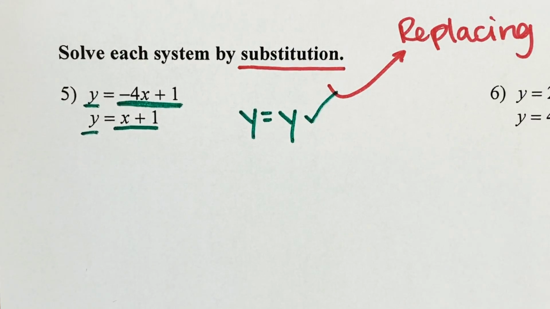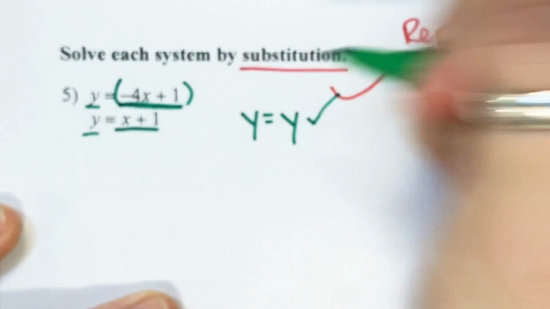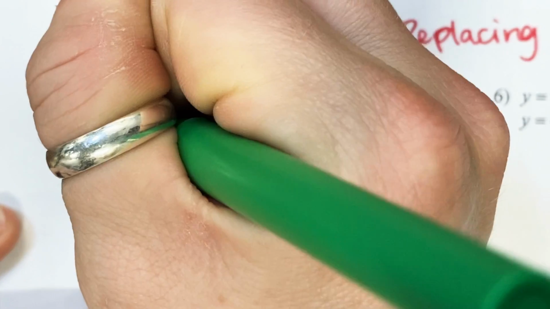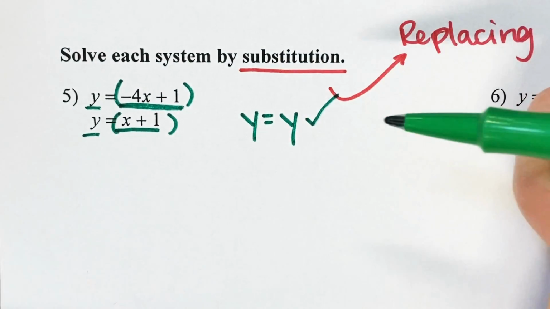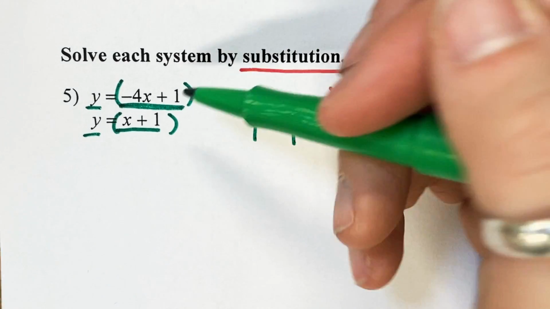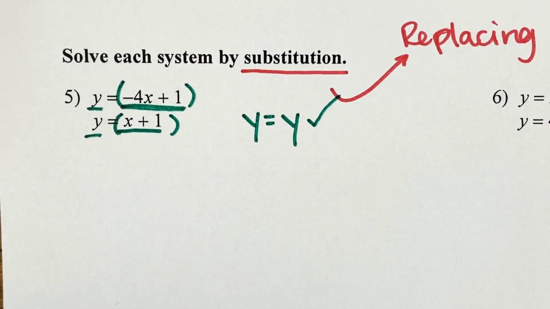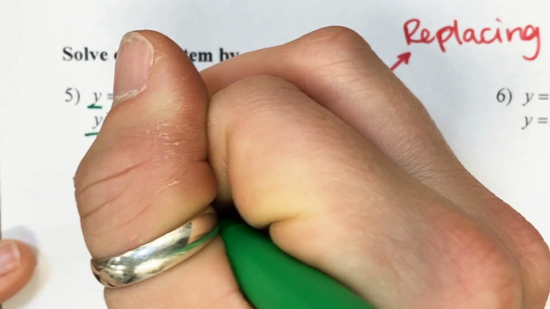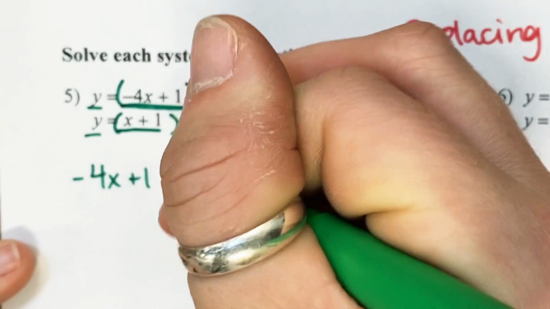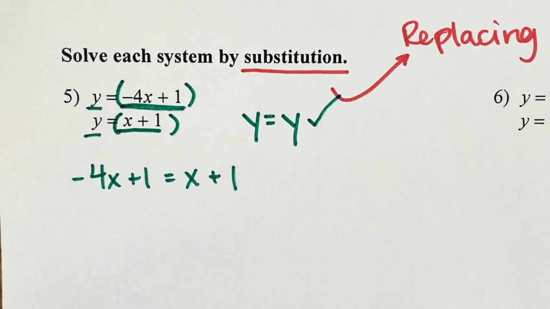Yep. Okay, so here's what we can do. We can set this piece equal to this piece. Since y equals y, which is true, we can set this piece to that piece. Okay, so we're going to take negative 4x plus 1, set it equal to the other piece, x plus 1.